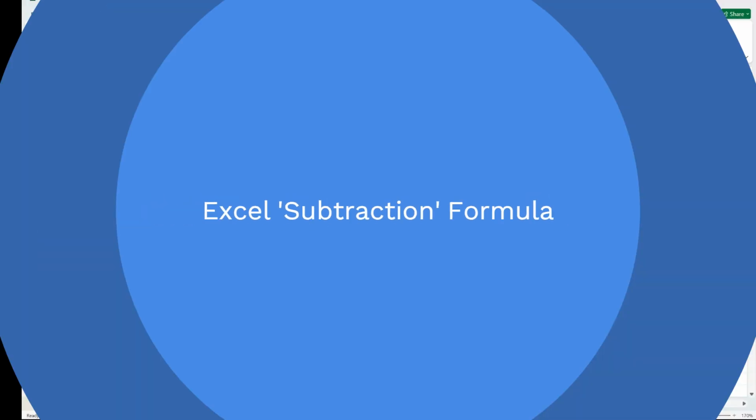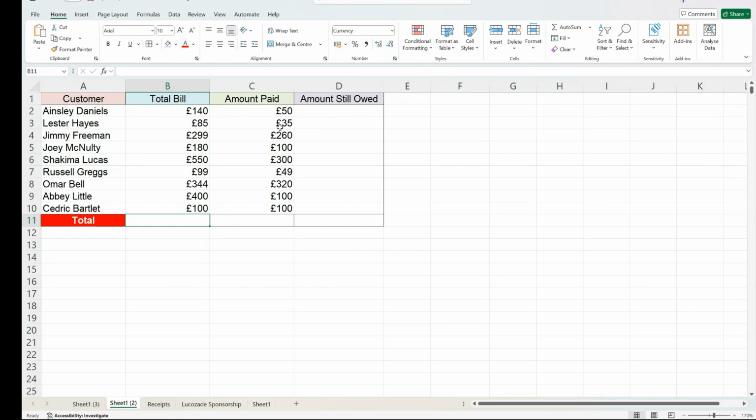Okay, so I'm now going to show you how to create a basic formula subtraction. We've got customers, we've got total bill, we've got amount currently paid, and we want to find out how much is still owed. Every formula starts with an equal sign. So we do our equals.